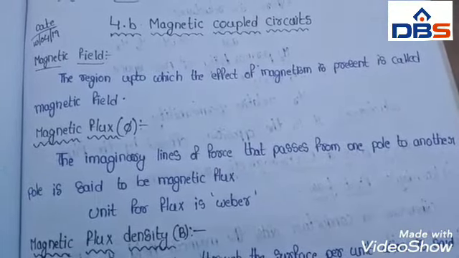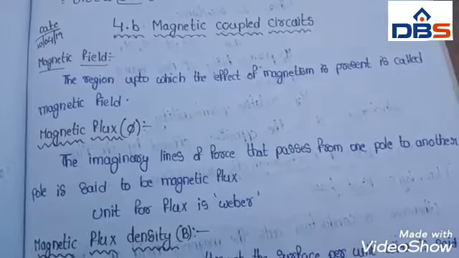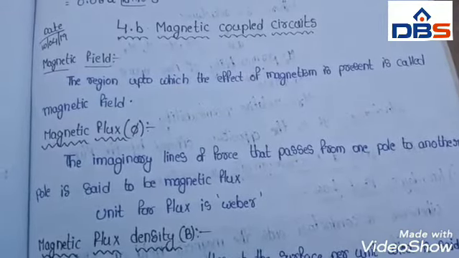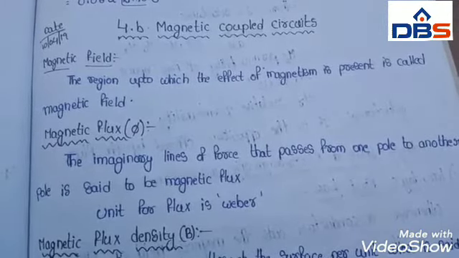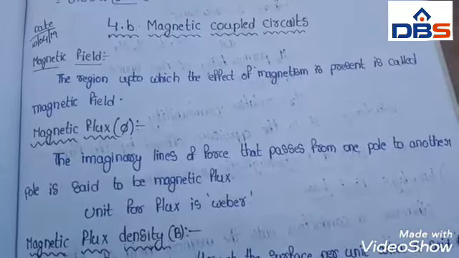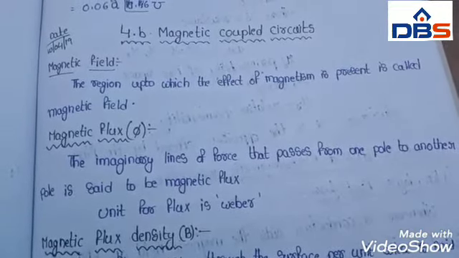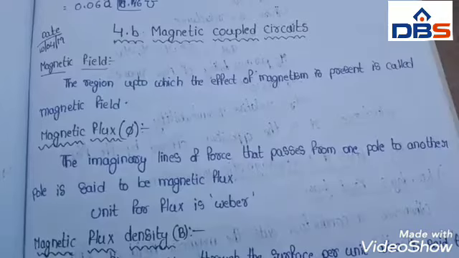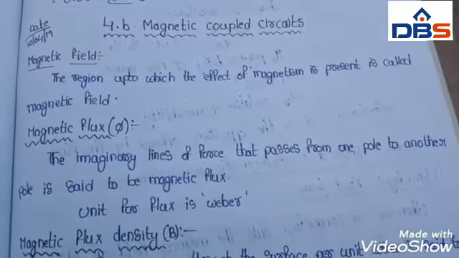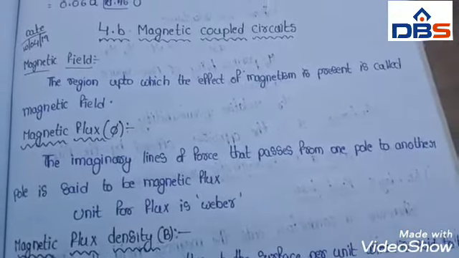So first of all, what is a magnetic field? A magnetic field is nothing but the region where magnetism appears. So that area is called the magnetic field. Otherwise, simply say that the region up to which the effect of magnetism is present is called the magnetic field.